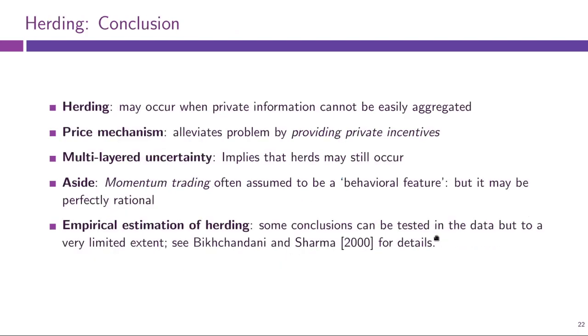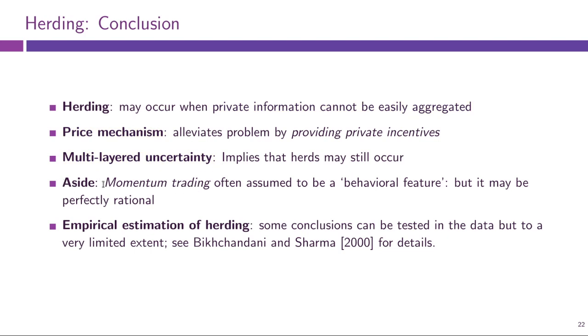So herding can arise due to a lot of different factors, but we mostly considered the case in which private information cannot be easily aggregated, and this is the factor that led to herding. Now, the price mechanism does alleviate this problem to some extent. So recall, our main herding result was obtained in the model in which prices were fixed, while once we allow prices to actually adjust to investors' trading behavior, then these prices might reflect the information more correctly. But if uncertainty is very, very complicated, if it's multi-layered, then herds may still occur. So prices may fail at aggregating all the available information.